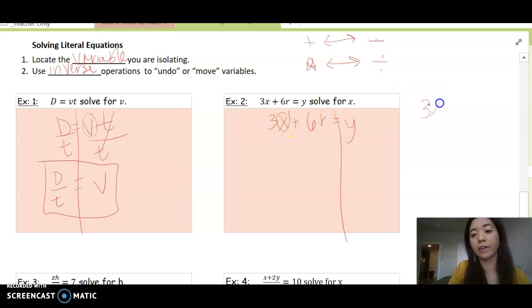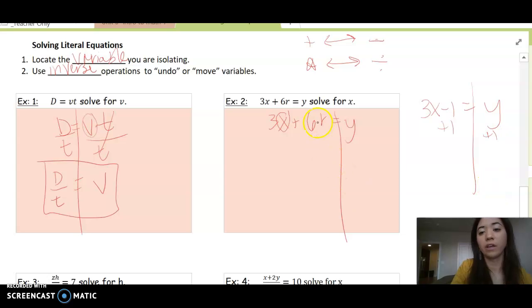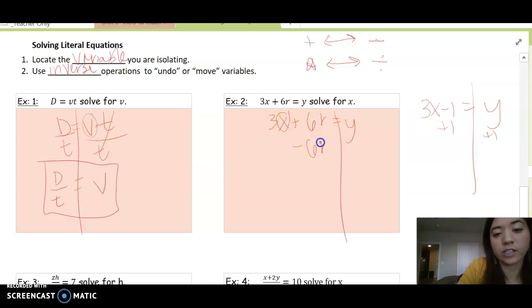So similarly, if this looked like this, and how we would add 1 to both sides to start, I'm going to get rid of the 6r first. That term, that whole thing, is the thing furthest from my x. That is the thing being added, and we get rid of addition and subtraction first. So now I can subtract 6r from both sides. Inverses cancel, and I get 3x equals y minus 6r.